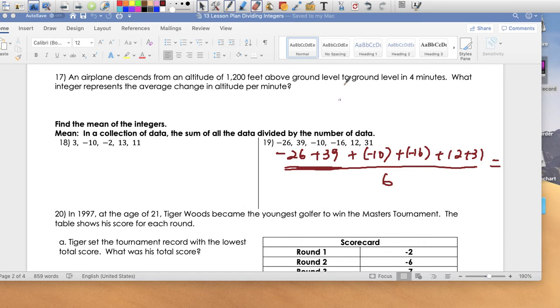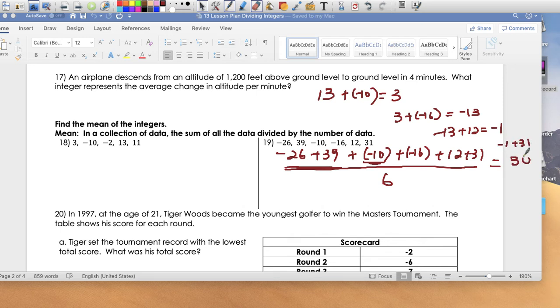-26 plus 39 is going to be positive 13, right? And then 13 plus -10, I'm going to do with this guy. And I get positive 3. And then this 3 plus -16, so I'm doing 2 at a time, right? 3 plus -16 equals more negatives, equals -13. -13, now I do it plus 12, equals -1. And -1 plus 31 is going to give me 30. So the whole top equals 30 divided by 6 means that my average is 5. Okay, so that's pretty simple.